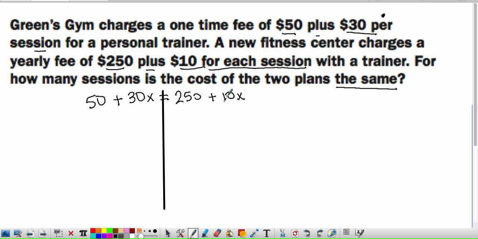And after you write this equation, the easy part now is solving it. Combine your variable terms. We want to combine 30x and 10x. I'm going to move the 10x over since it's smaller. That way I know I won't end up with a negative. 10x minus 10x is 0, and so I'm left with 250.